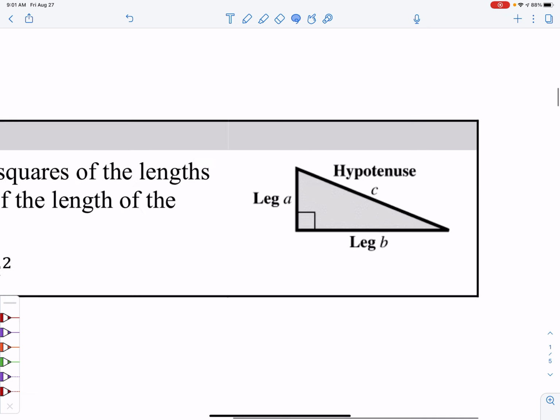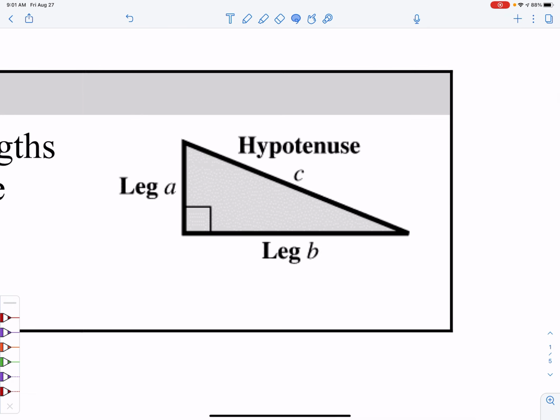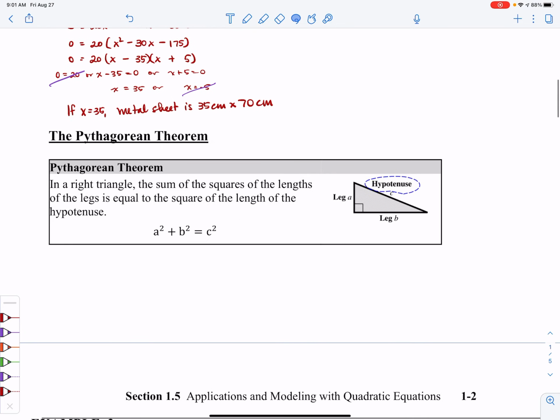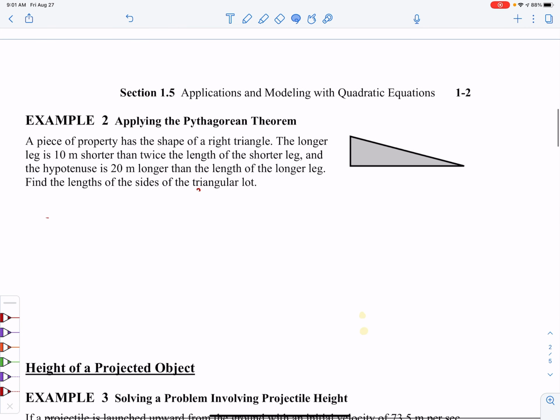Just remember that the two legs are always going to be touching the right angle. The two legs touch the right angle, and the hypotenuse is the side that does not touch the right angle. So you just have to remember what the legs and the hypotenuse are. So let's go ahead then and move to example number 2.